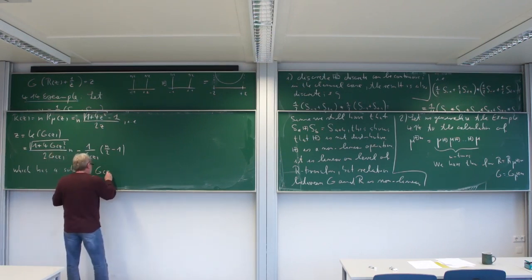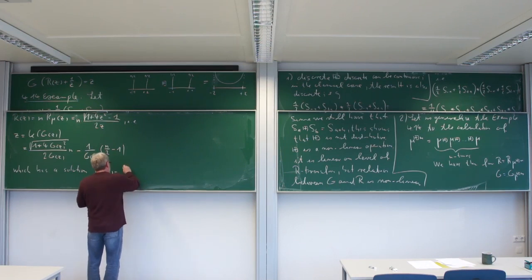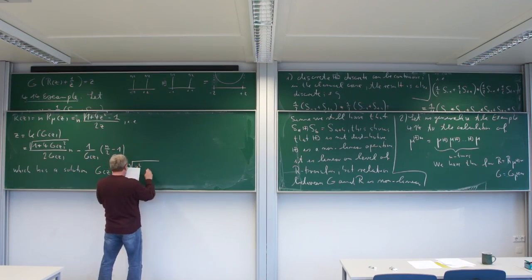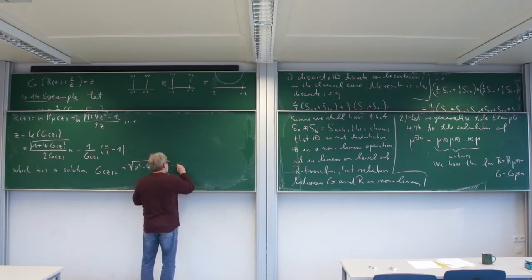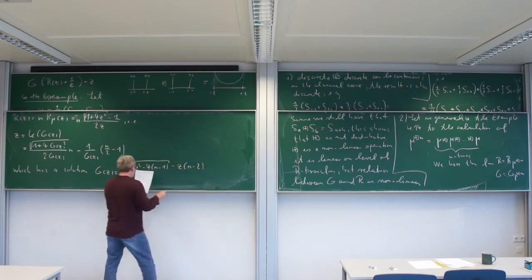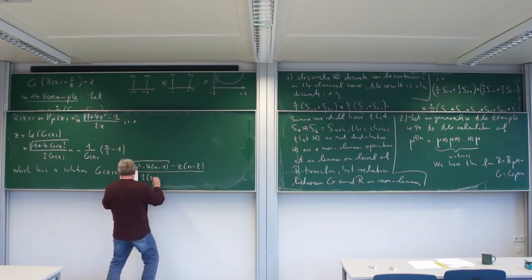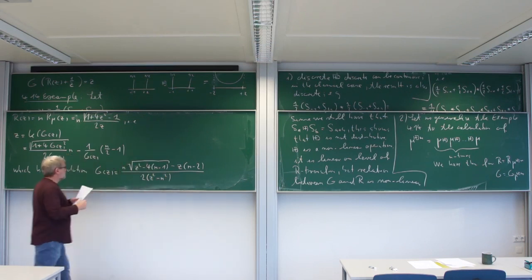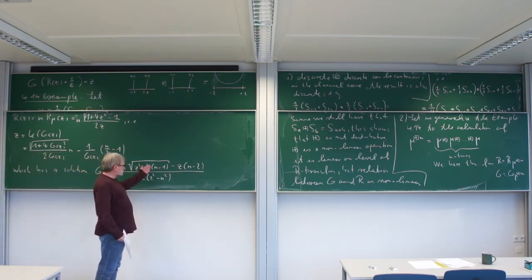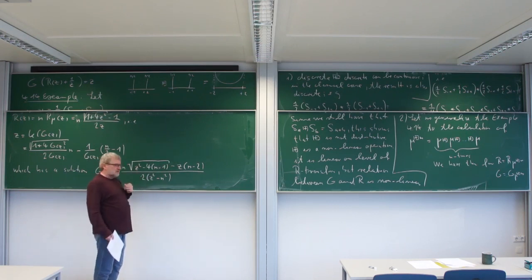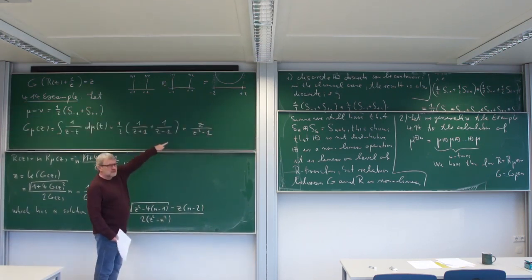So what we get is g of z is equal to n times the square root of z squared minus 4 n minus 1, minus z times n minus 2, divided by 2 times z squared minus n squared. Good. So this is, of course, for n equal to 2, this reduces to what we had before. And for n equal to 1, it reduces, of course, to this one.